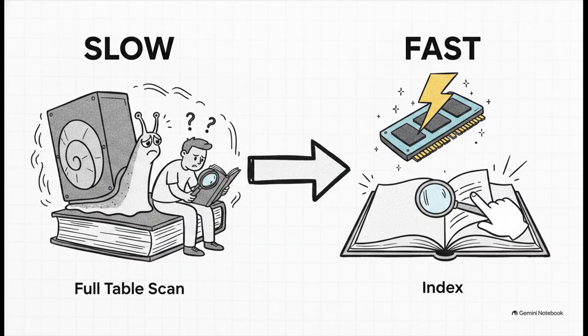Without an index, a database often has to perform a full table scan, meaning it reads every single row just to find one specific record. It's literally like reading a 1,000-page textbook cover to cover just to find the definition of one single word. An index acts exactly like the index at the back of that textbook. It lets the system jump straight to the exact row in RAM, bypassing all that unnecessary reading.